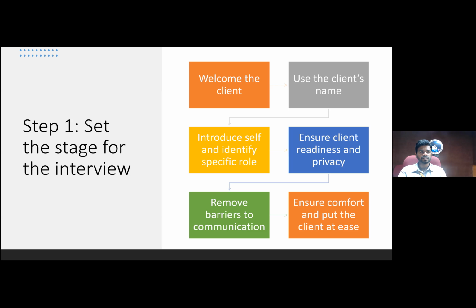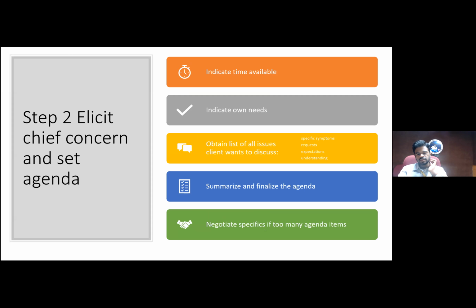So those things you will tell and set the stage for the interview. That will be the first step that you do, right? The second step is that you will indicate the time, saying that this is a 1 hour or 45 minute session that you will have, right? And you will start with understanding for what reasons you have come. So that is setting the agenda.